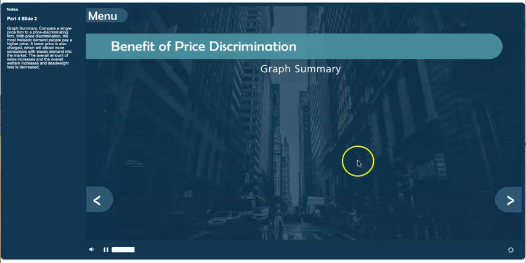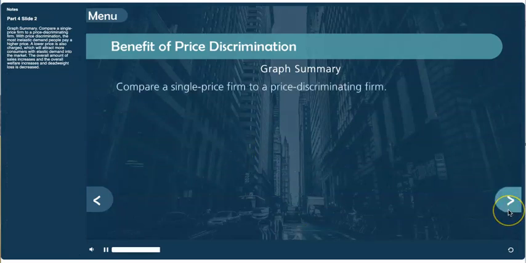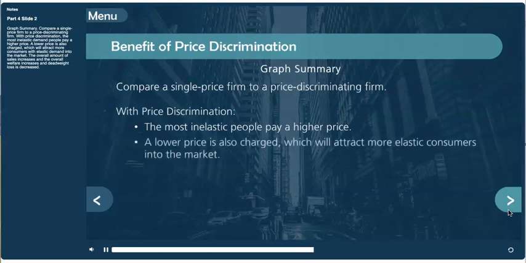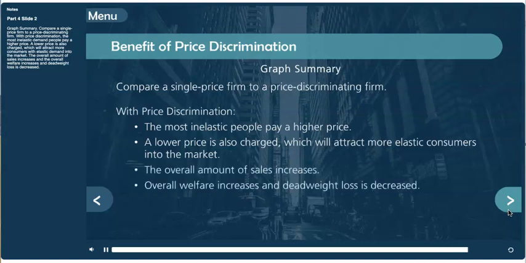Graph summary. Compare a single price firm to a price discriminating firm. With price discrimination, the people with the most inelastic demand pay a higher price. A lower price is also charged, which will attract more consumers with elastic demand into the market. The overall amount of sales increases, the overall welfare increases, and the deadweight loss is decreased.